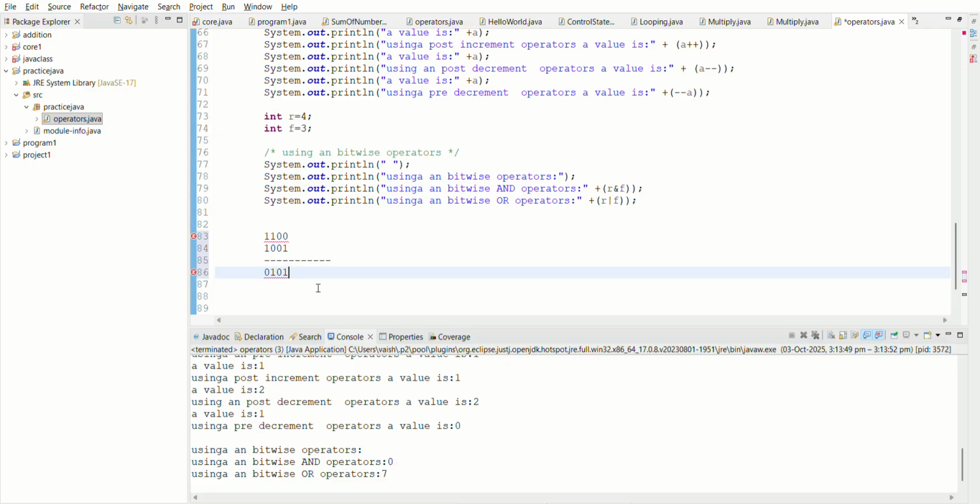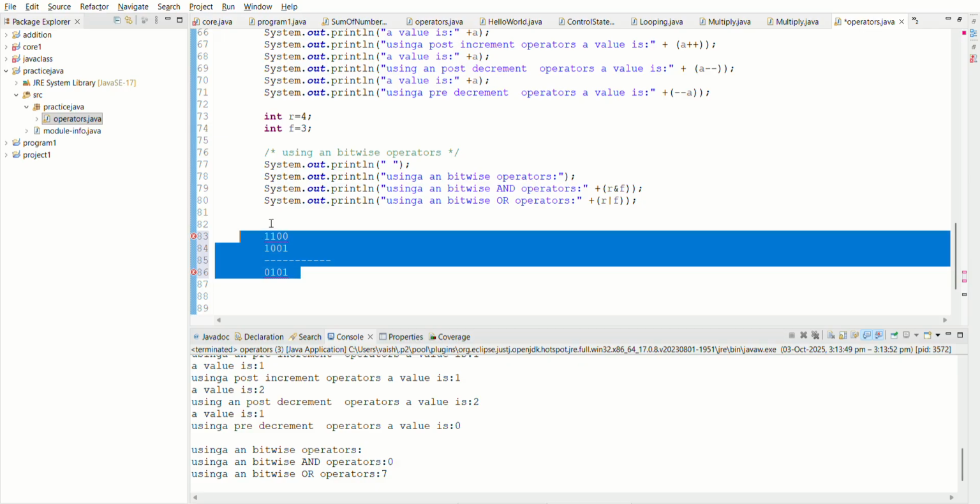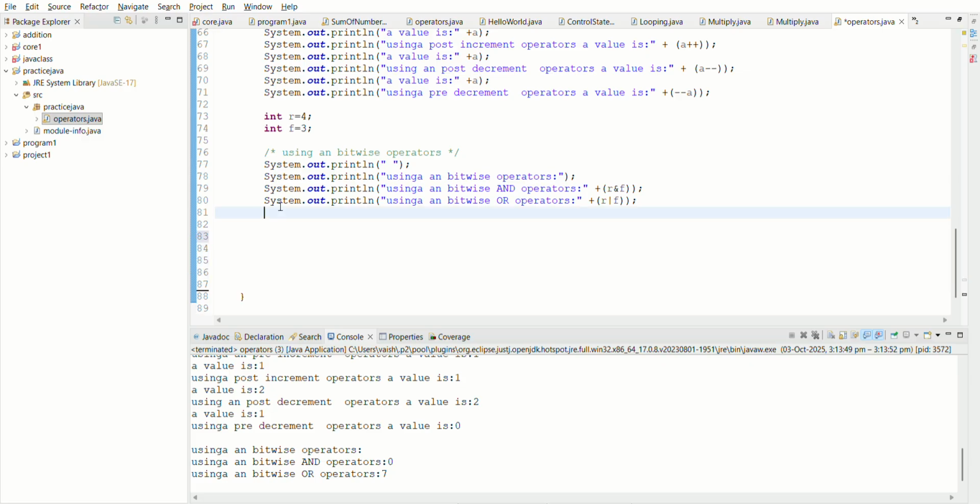So this is the condition of bitwise XOR. If both places have the same value, the result is 0. If only one value is a 1, the result is 1. Right? So bitwise AND means same places having the same value, the result is 1, otherwise 0. Bitwise OR means at least one value is a 1, the result is 1. Bitwise XOR means if both places have the same value, the result is 0, otherwise 1. That is the condition of XOR.